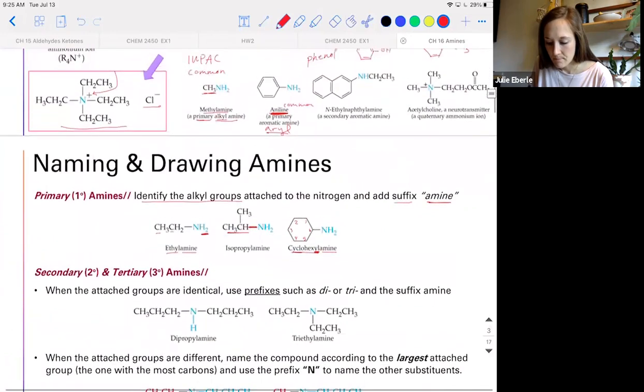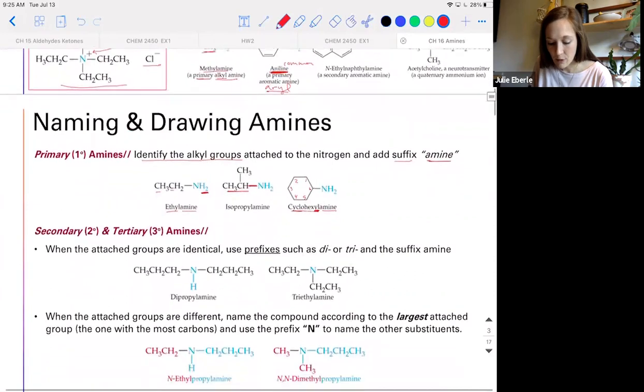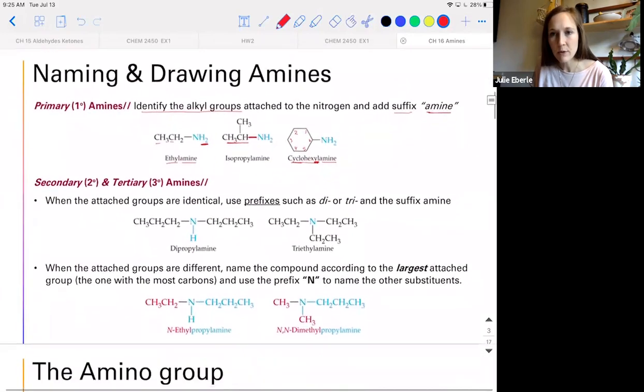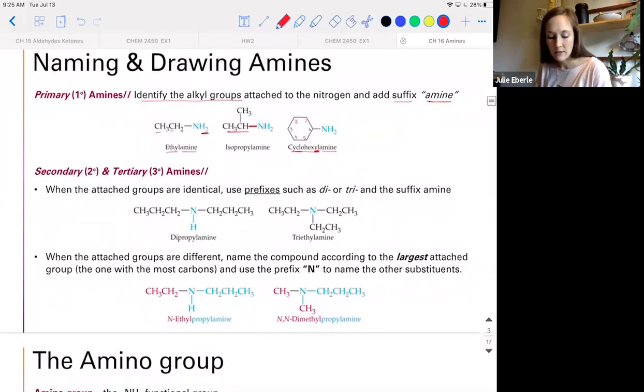All right. Okay, we're going to do some practice with naming in a minute, but let me explain the rules for secondary and tertiary amines. When you have a secondary or tertiary amine and the attached groups are identical, you use prefixes such as di, tri, or tetra, and then you also add the suffix amine.